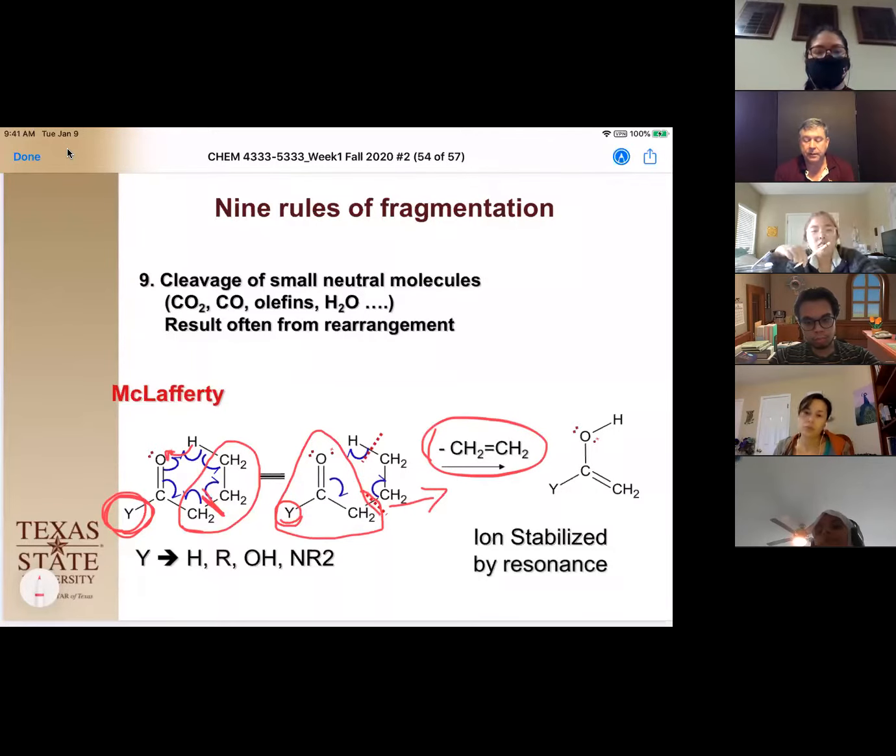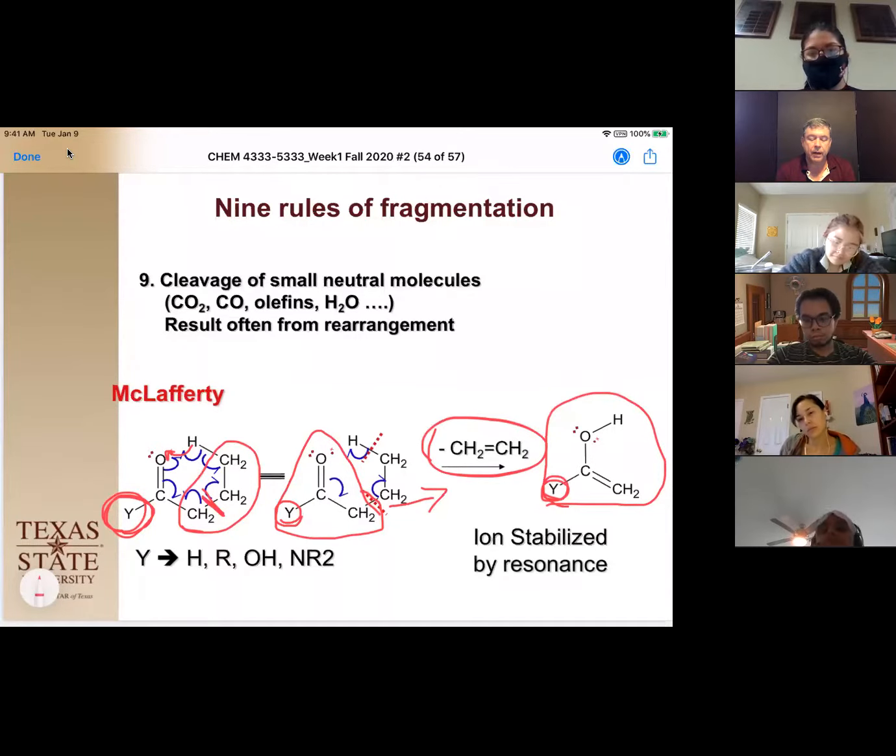Now, this right here is a resonance stabilized enol, and it'll also decompose after that. But again, it doesn't really matter what this Y is, as long as there is a hydrogen on this carbon here, you can get this fragment to come off and give you basically a methyl ketone or a methyl group when it rearranges. Okay, so those are the 9 basic rules of fragmentation, and we're going to see them again and again and again. You don't have to memorize them by name, you just have to recognize them when you see them in the system.